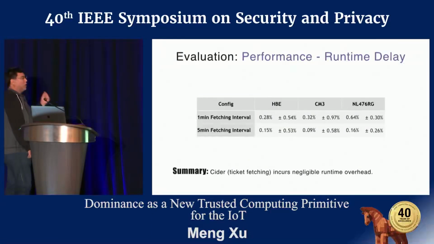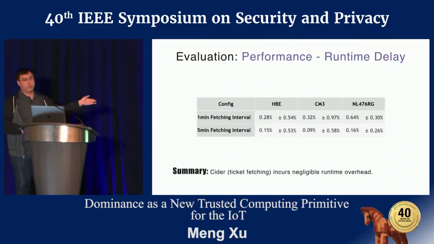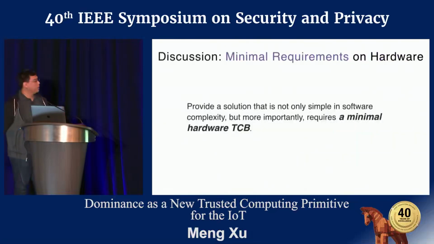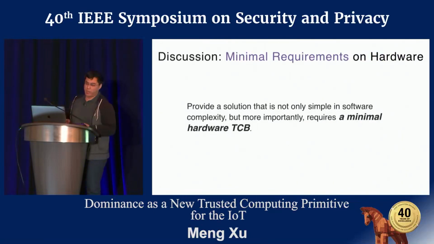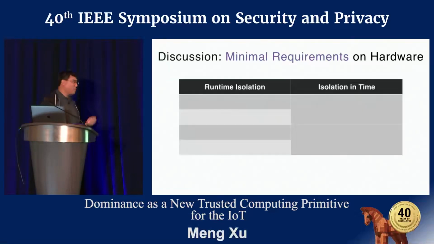In terms of runtime delay, it's really negligible. The delay is caused by the firmware periodically going to the hub and getting a certificate to feed the watchdog timer. But as we see, the overhead is really minimal because this only happens in practice once per hour or even once per day. And there's also some discussion and some thoughts we put in the paper. We argue that we are providing a solution which is not only minimal in software size, but we also want to require a minimal hardware trusted computing base.